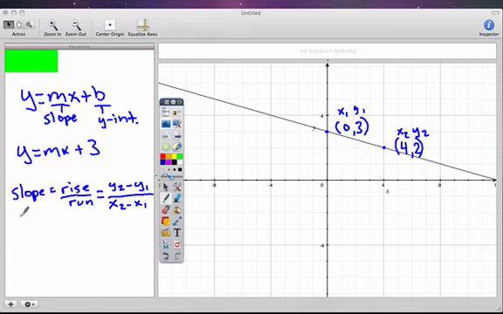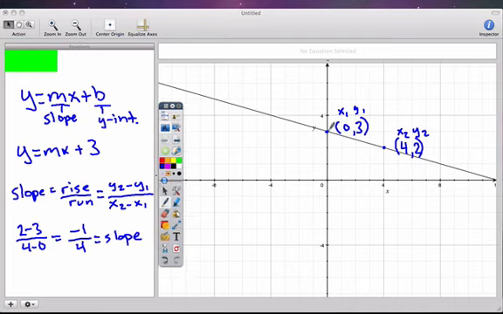So y2 is 2 minus 3 over, and the x2 is 4 minus 0, x2 minus x1. That's equal to negative 1 over 4, or negative 1/4. So now we have our slope.